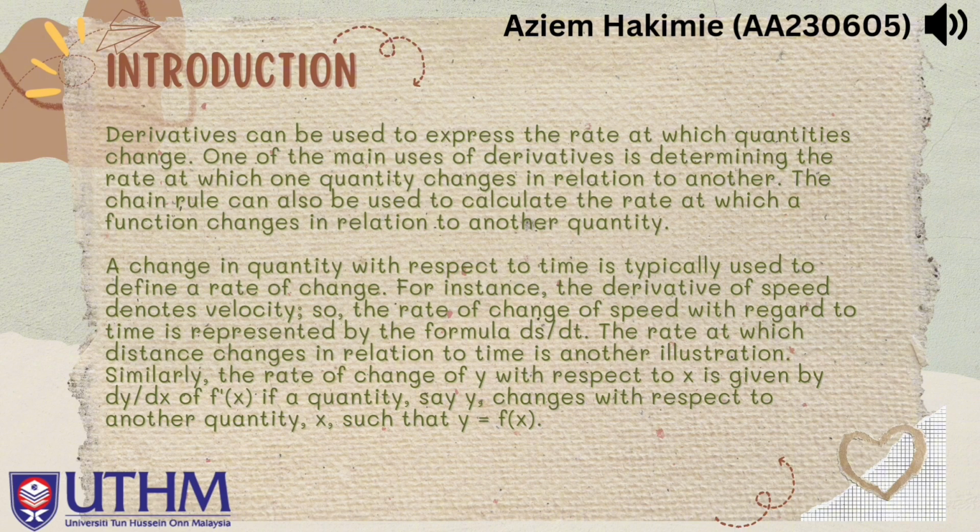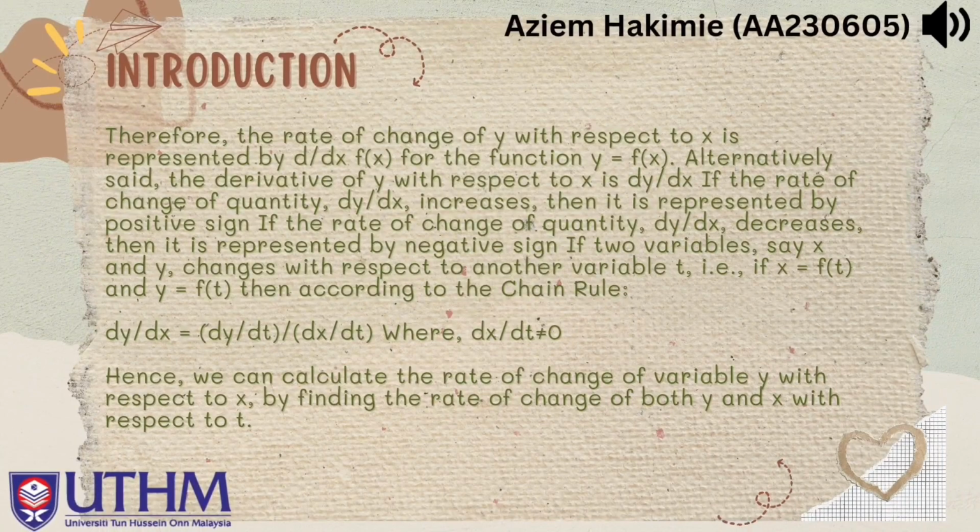The rate at which distance changes in relation to time is another illustration. Similarly, the rate of change of y with respect to x is given by dy over dx of f(x). If a quantity, say y, changes with respect to another quantity x, such that y equals f(x), therefore, the rate of change of y with respect to x is represented by d over dx f(x) for the function y equals f(x). Alternatively said, the derivative of y with respect to x is dy over dx.